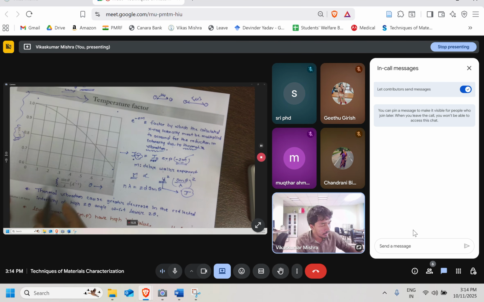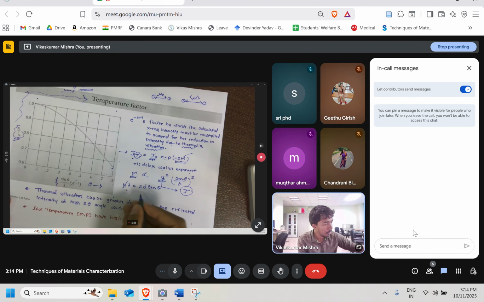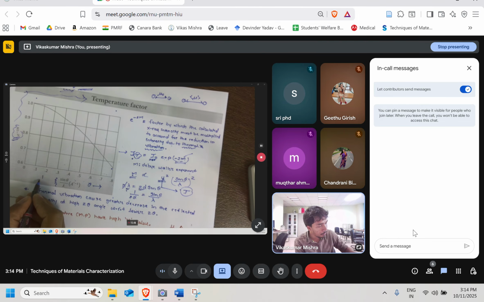Again, one can relate that this is sine theta by lambda. One can relate it with Bragg's law: we can write lambda equal to 2d sine theta if we are considering the first order of reflection. Then sine theta by lambda we can write as 1 over 2d. I just rearranged the terms: lambda I brought over here, 2d I brought over here. So this one can be replaced with 1 over 2d.